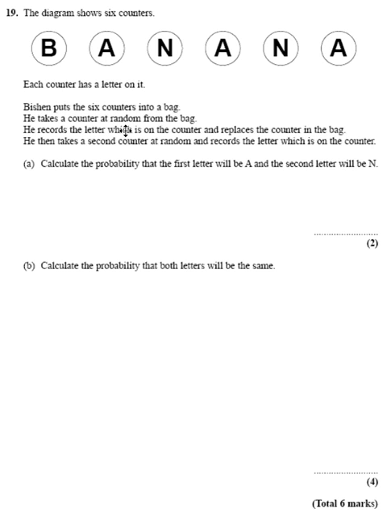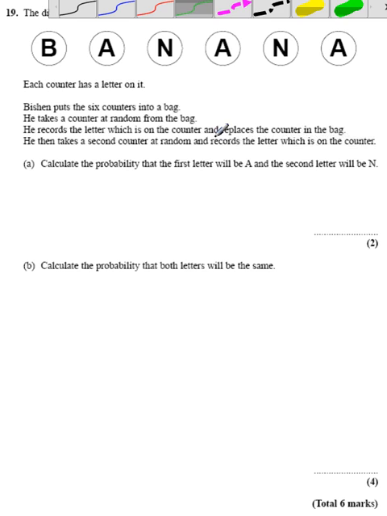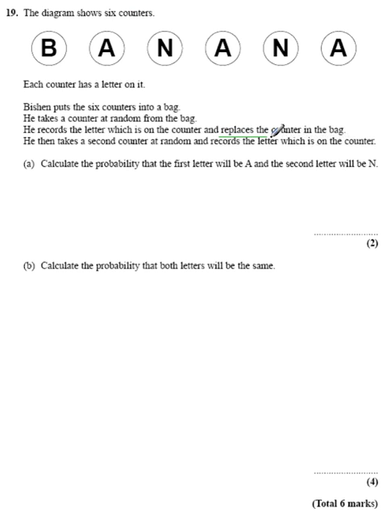He records the letter which is on the counter and replaces the counter in the bag. So this is a question where the counters are being replaced. It's important to pay attention as to whether they're replaced or not. If he replaces the counter, then obviously when he takes the second counter from the bag, the probabilities will be the same as the start. He then takes a second counter at random and records the letter which is on the counter.